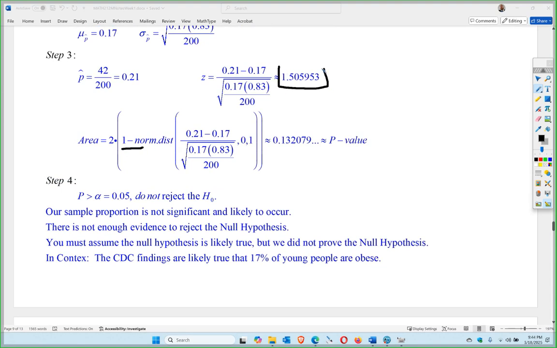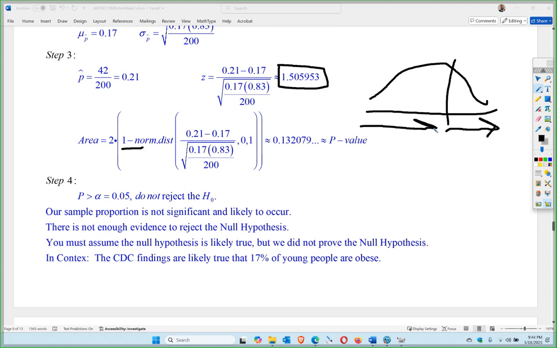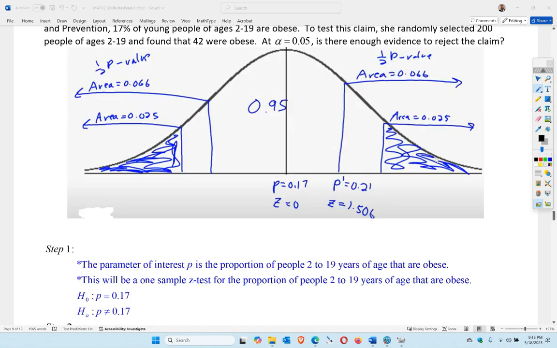I had to do the 1 minus because I have a z-value on the high end, right? So if I'm on the high end, I need this area over here, which means if I calculate it, it's going to give me this area. So if I do 1 minus this area, I'm going to get that area, essentially. And I did that because I have a positive z-value on that end. But I also have to double it because the total area is actually both ends because it's a two-tailed test.